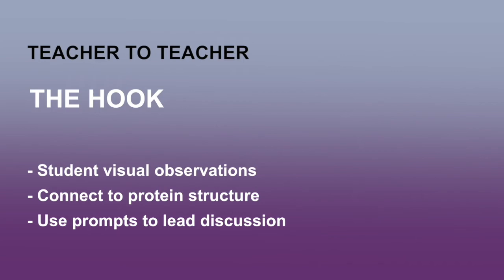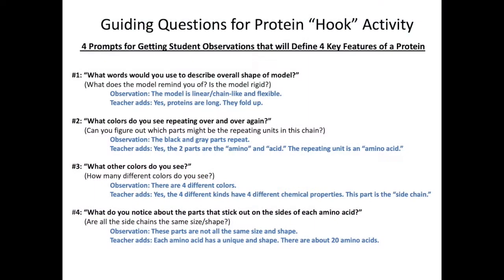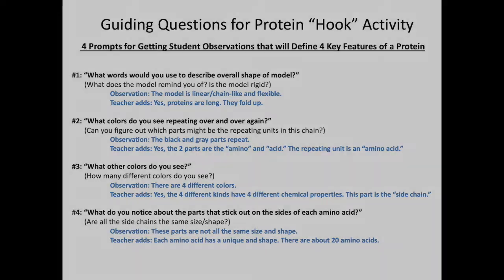Specifically, this hook with proteins asks students to make visual observations about the model. In this way, students can learn several important characteristics of real proteins by their observations. It is easier to work through the observations in a particular order by asking certain questions or prompts. I will give you the 4 prompts that you might use to get you started in the class. I hope you will try this in your class.